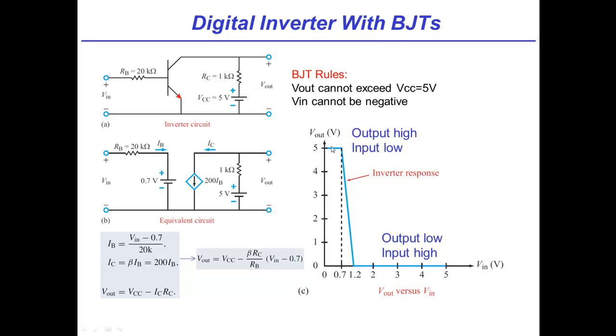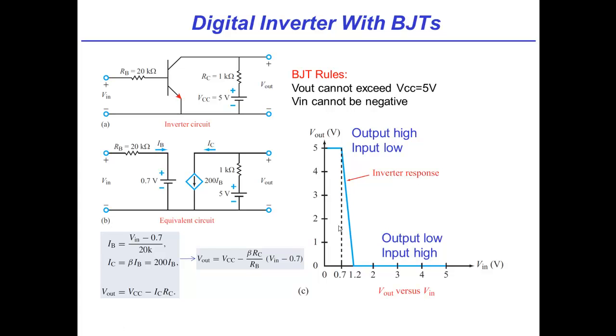So you get locked into a situation when you have very low input voltages. In fact, when you have input voltages that are less than 0.7 volts, you essentially have no current going, and your output gets locked at 5 volts. There you go. So what happens for very large V-ins?